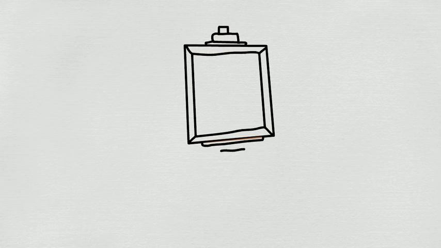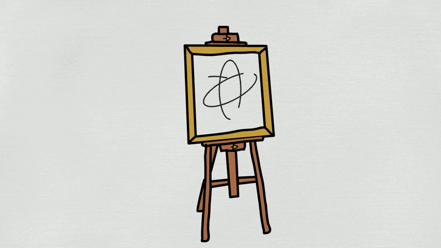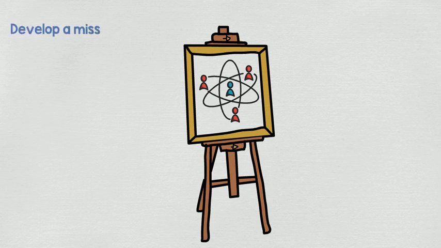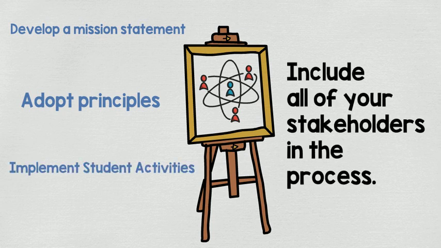Additionally, students need to be able to step back from the screen and see the big picture, which consists of a balanced view of technology's upsides and downsides. We need to help students develop these critical thinking skills necessary to see and understand the big picture. According to Jason Oler, there are some steps that we can take to achieve this. We can develop a mission statement, adopt principles, and implement student activities. And don't forget to include all of your stakeholders, such as parents and students, in the process of developing your digital citizenship curriculum.